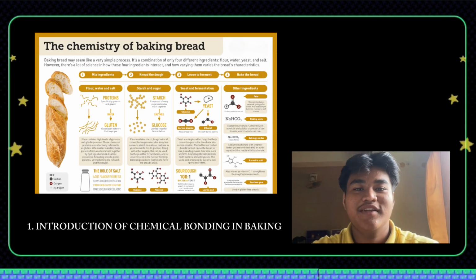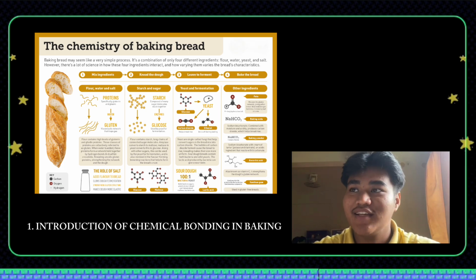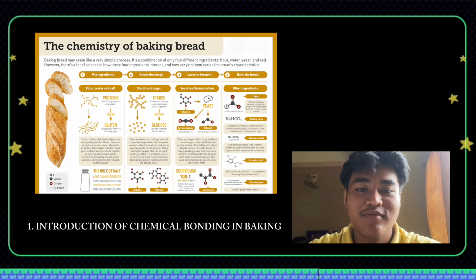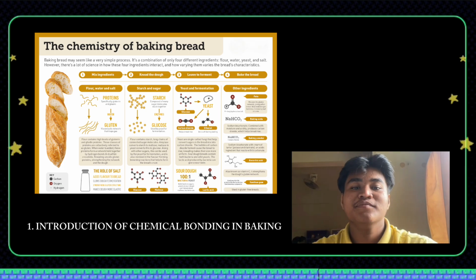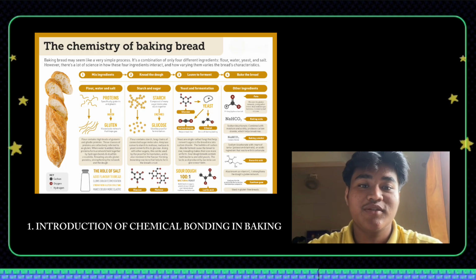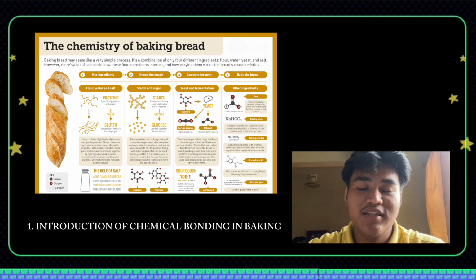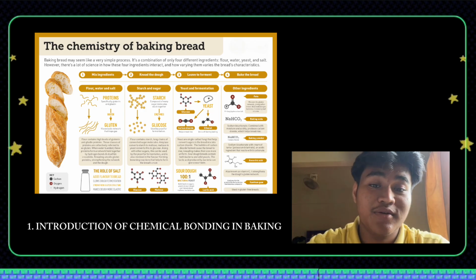Assalamualaikum and hi everyone. Today I will explain what chemical bonding is and how it happens during baking with common ingredients. Firstly, chemical bonding is the connection between atoms to form molecules or new substances. In baking, these bonds are constantly broken and reformed when we mix, knead and bake the dough.